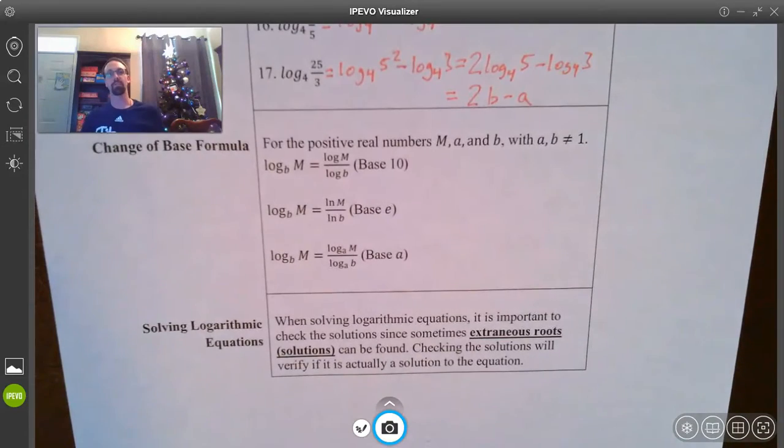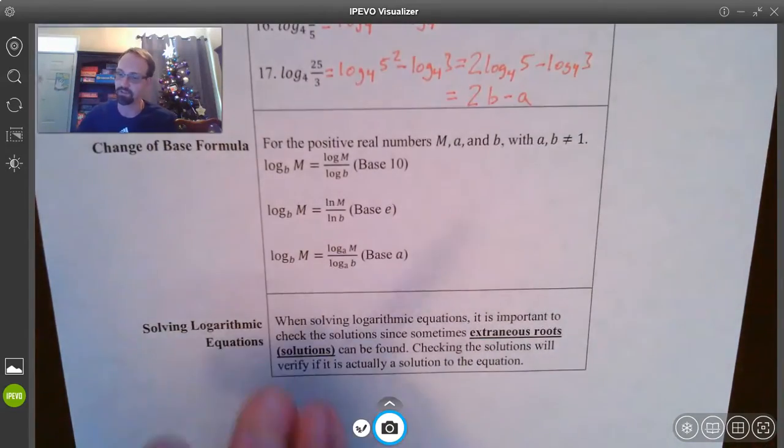Whenever we solve logarithmic equations, we need to verify solutions because we could find extraneous roots. And this is the same idea when we multiply or increase the power, we're introducing the possibility of an extraneous solution. So it's always good to check them when you get done to verify that it's actually a solution.